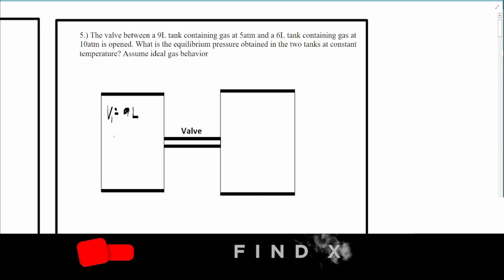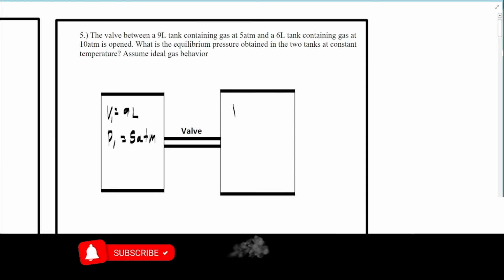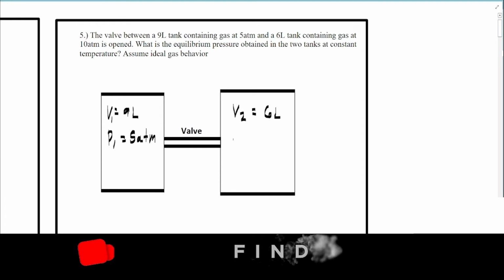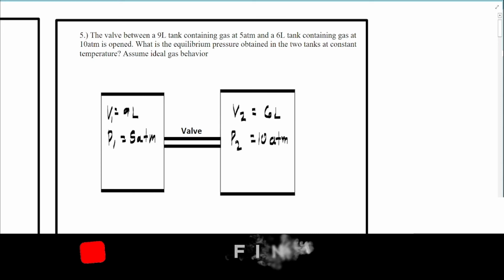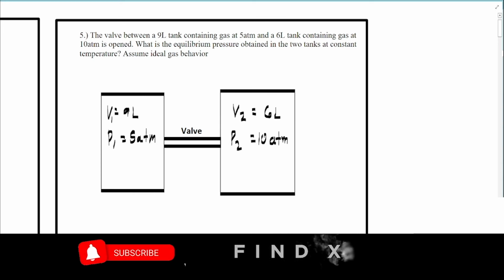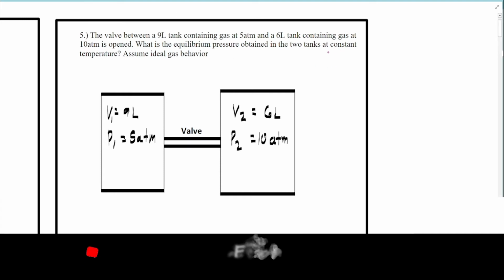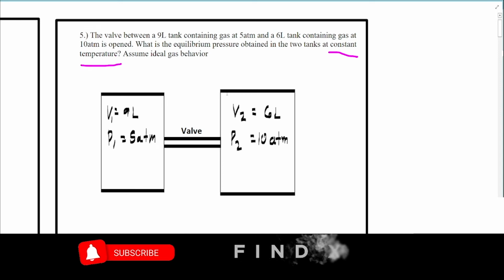Okay, so let's put down all the givens that we have first. So we have the first tank, which is V1 is equal to 9 liters, and we have a pressure also here, which is 5 atmosphere. So that is P1. For the second tank, we have V2 is equal to 6 liters, and we have, of course, P2 is equal to 10 atmosphere. So what do we do from here? As you can see, there's a valve opening. Okay, so the valve will be opened. So therefore, whatever is inside, they will be combined, of course. But we have to consider that it is at constant temperature. Okay, so if this is a constant temperature, we can already say that this is Boyle's law.